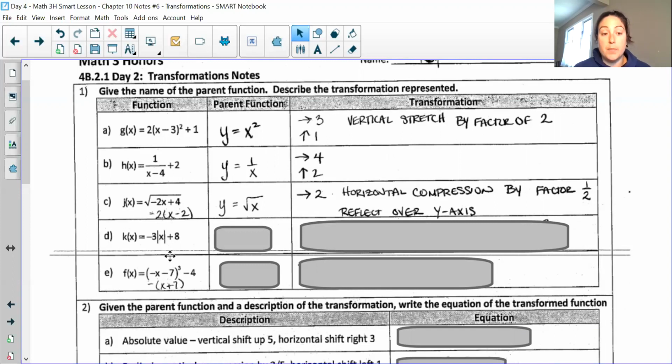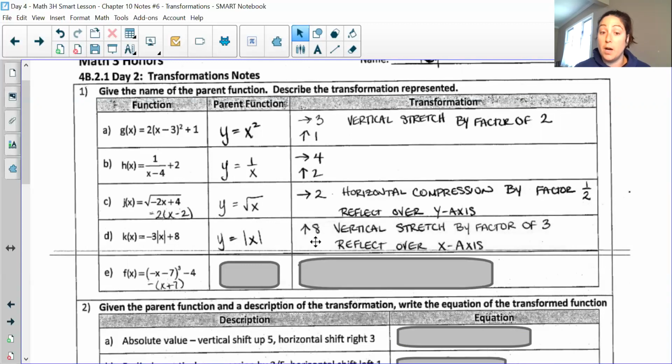All right, next example, negative 3 times the absolute value of x plus 8, parent function, absolute value of x. And our transformation here, we have an A value of negative 3 and a D value of 8. So we have a shift of 8 and a vertical stretch by a factor of 3, as well as a reflection over the x-axis, because the negative A value gives us a reflection over the x-axis.